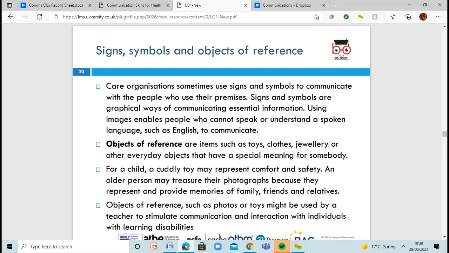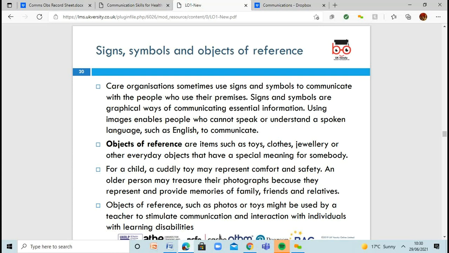And then objects of reference are just things that somebody holds true to themselves. So there's things like toys or photographs or something that somebody might really treasure, and they can be talking points for you as well. So if somebody's wearing a necklace that looks antique, you can say to them, oh, that's a beautiful necklace, and then you can strike up a conversation with them and get to know what they're about, and it gives a good conversation opener.